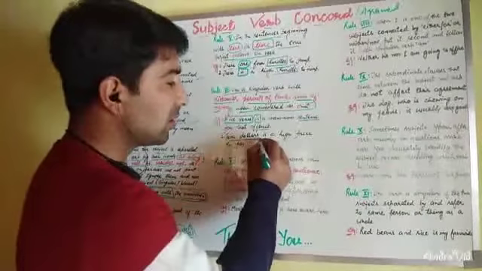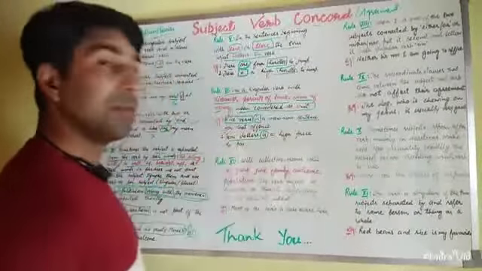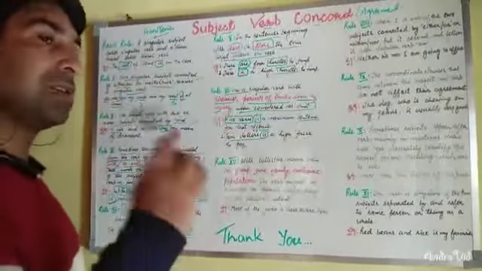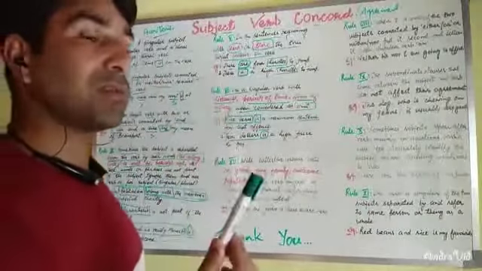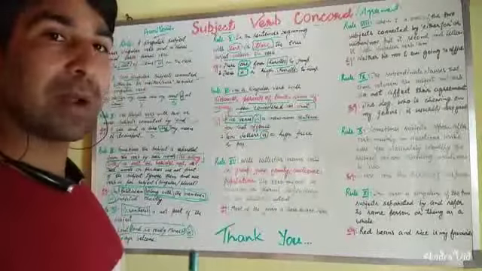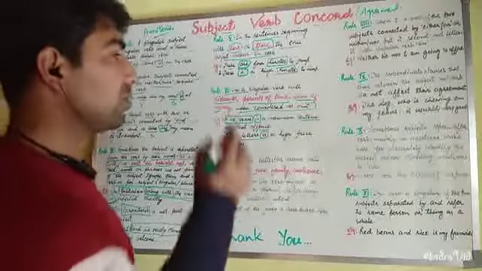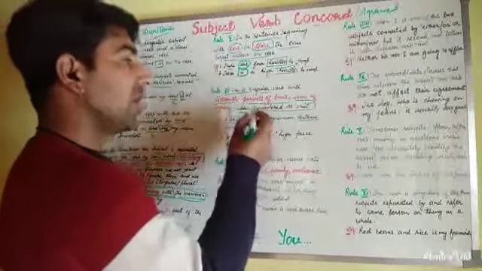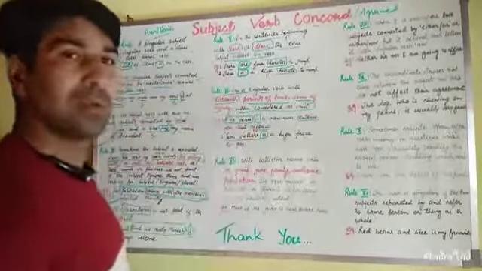Like $10 is a high price to pay. As I was telling you, $10 for this very pen is a high price to pay. So that means we are taking $10 as a unit price over here. So whenever you are using unit prices, unit periods of time or unit distances, you will use a singular verb.